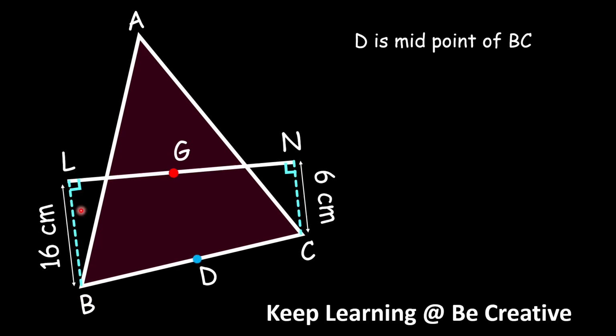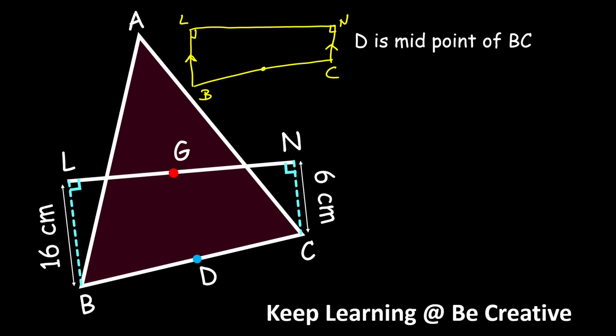Now here we have this quadrilateral LNCB. I identify this quadrilateral as a trapezium. Let me tell you how. Here you can see we have a line LN and we have a perpendicular here and a perpendicular here. This is point L, this is B, this is C and this is N. And these two line segments are perpendicular to line LN. So since these two lines are perpendicular, they will be parallel to each other.